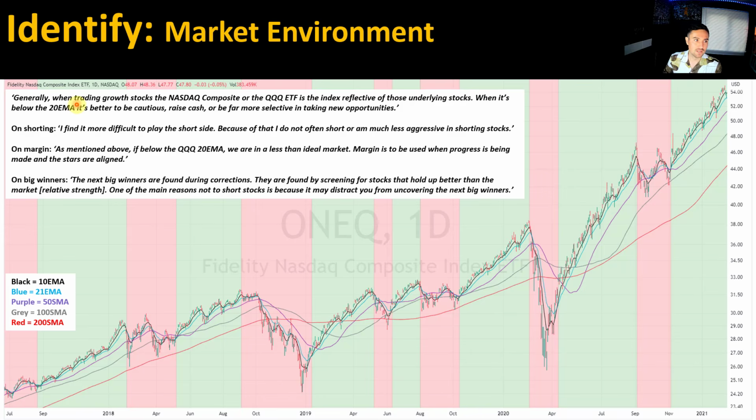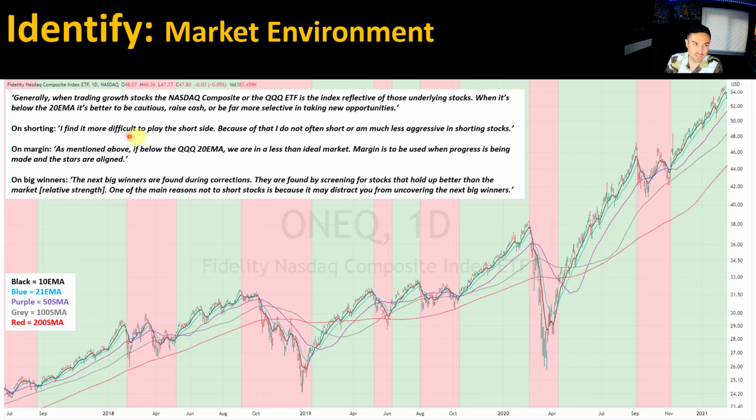Let's get into it. So generally, when trading growth stocks, the NASDAQ composite or the QQQ ETF is the index reflective of those underlying stocks. When it's below the 20 EMA, it's better to be cautious, raise cash, or be far more selective in taking new opportunities. So these red zones are pretty much when the market is below its 20 EMA. Again, as I say, I use the 21 EMA on my charts. They're pretty much of a muchness, guys. And then the green zones indicate when the price is basically above the 21 EMA, so i.e. the market is trending up.